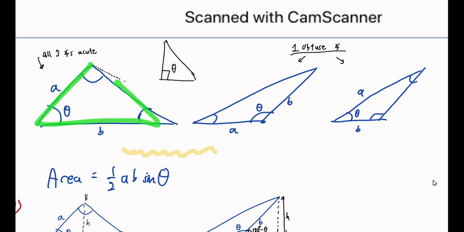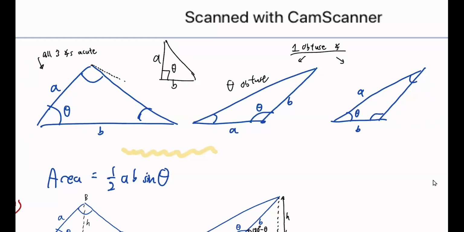First kind looks like this. All 3 angles are acute, less than 90. Second one has a 90 degrees, then the other 2 are acute. The third and fourth ones are both obtuse triangles, but labeled differently. So for the first case, I label theta here, then the 2 sides surrounding it are A and B. For this one, I should have an A and B here, surrounding theta. For the third case, theta is in the middle, there's an A and a B surrounding it. But theta in this case is obtuse.